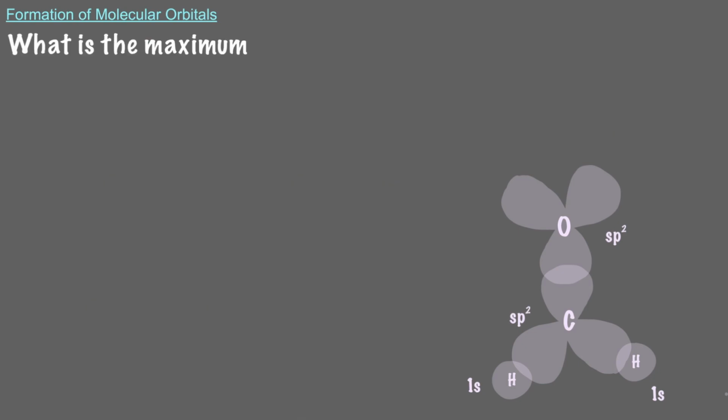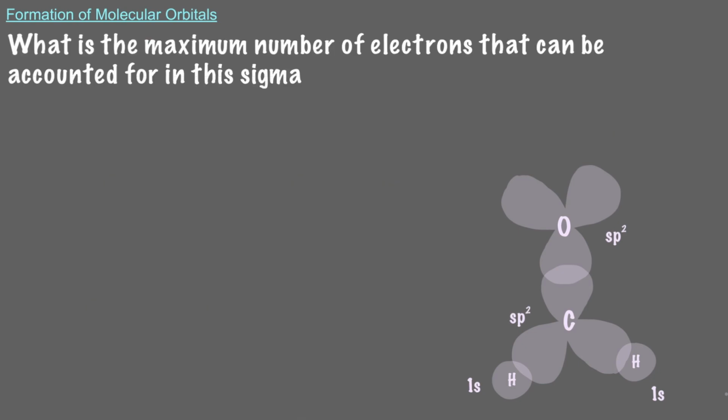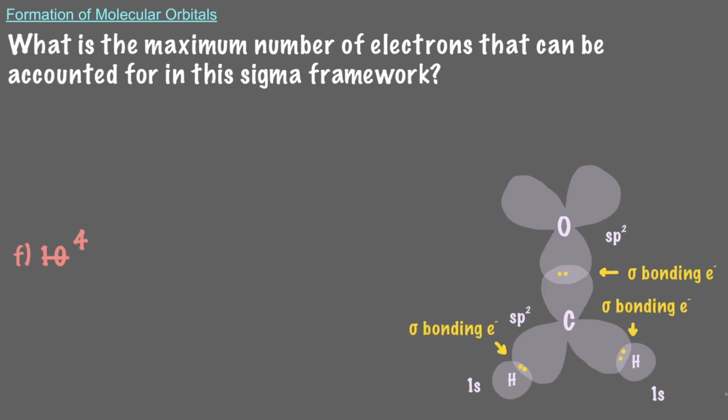What is the maximum number of electrons that can be accounted for in this sigma framework? There are 6 sigma bonding electrons in H2CO, and 4 sigma non-bonding electrons. But wait, what about the last two electrons? We're out of sigma framework orbitals, and we've promised you that you can ignore the antibonding orbitals. What's left? We forgot about the leftover unhybridized p orbitals on the carbon and oxygen.